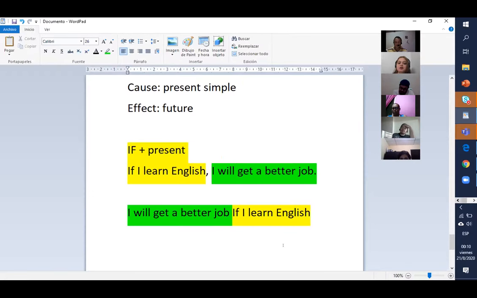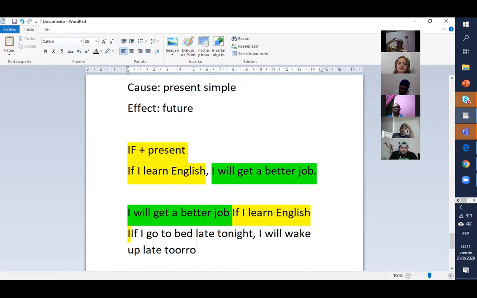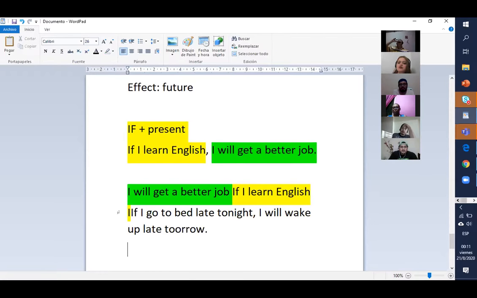Yeah. Okay. Now, some more examples. If you go to bed late tonight, what will be the effect tomorrow, guys? I'm going to get up late tomorrow. Okay. If I go to bed late tonight, I will wake up late tomorrow. Okay. Very good. What other effect could you have?